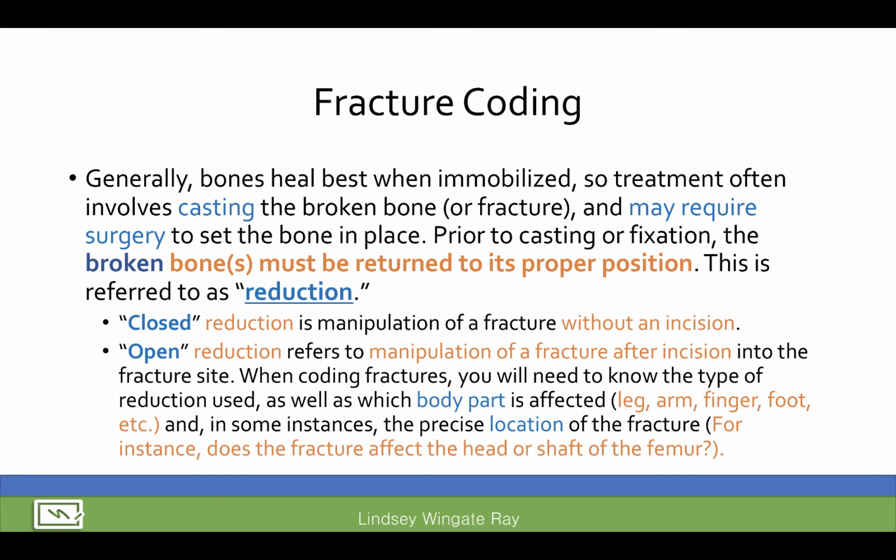Closed reduction or manipulation is the manipulation of a fracture without an incision. Open reduction or manipulation refers to the manipulation of a fracture after an incision into the fracture site. When coding fractures, you will need to know what type of reduction was used, as well as which body part was affected. Was it the leg, arm, finger, foot, etc.? And in some instances, you may need the precise location. For instance, does the fracture affect the head or the shaft of the femur, the proximal or the distal of the femur?